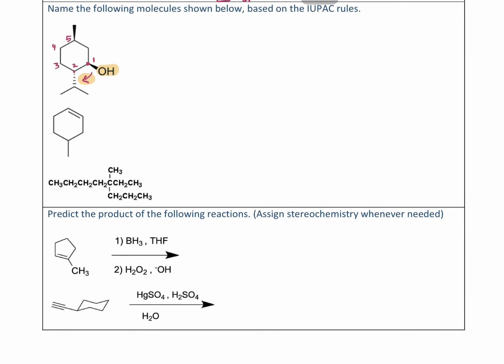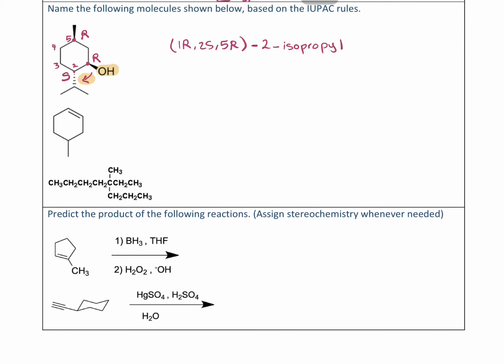And then next thing you need to do is to assign R and S to these groups. Here we have R, here we have S, and then R again here. You can go ahead and practice it to make sure that those are the right assignments. And then the name of this molecule would be 1R, 2S, 5R. We put all of those assignments in parentheses, and then dash 2-isopropyl.